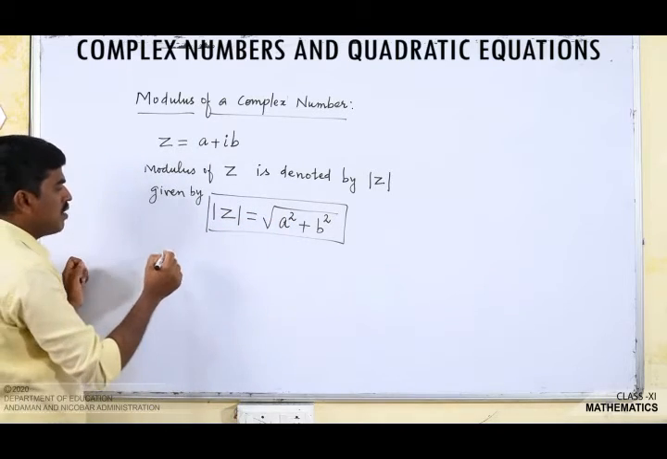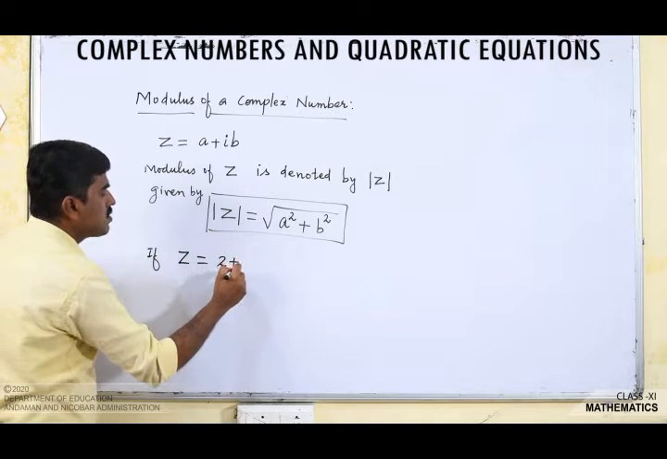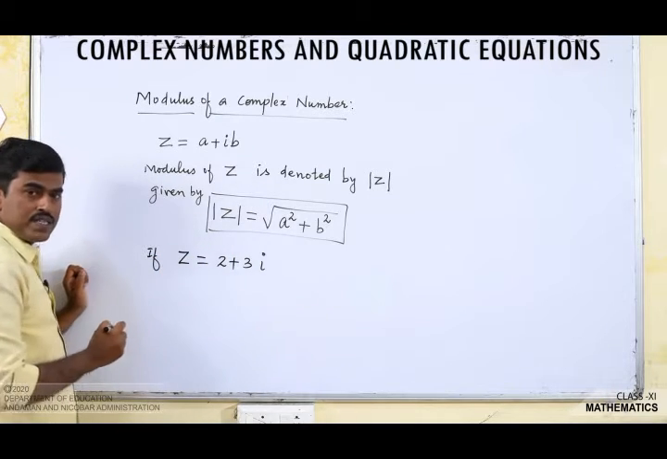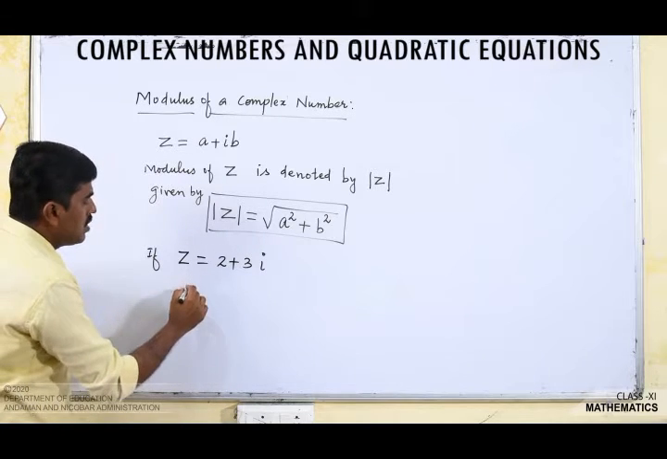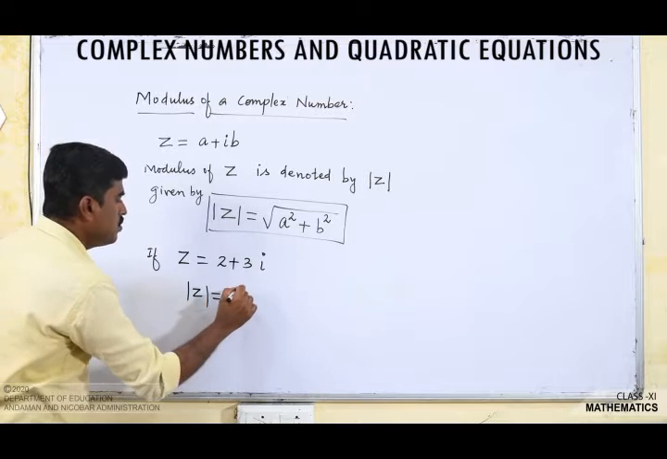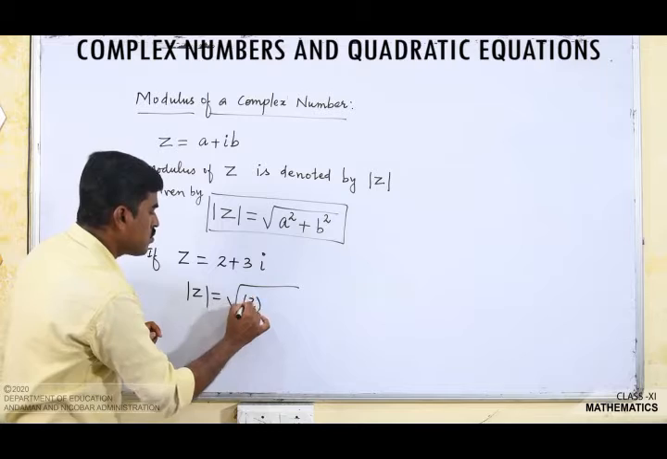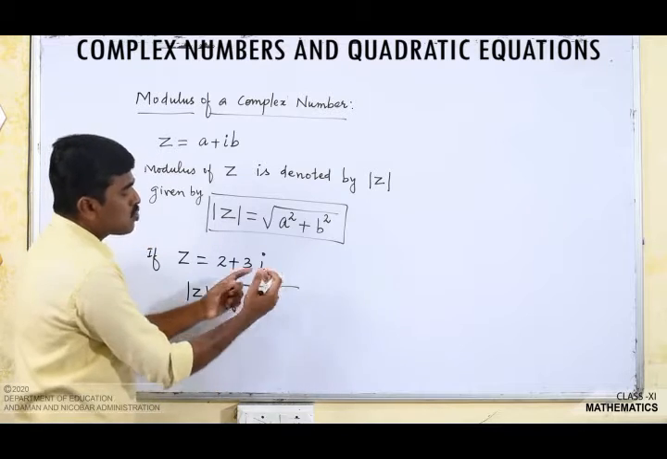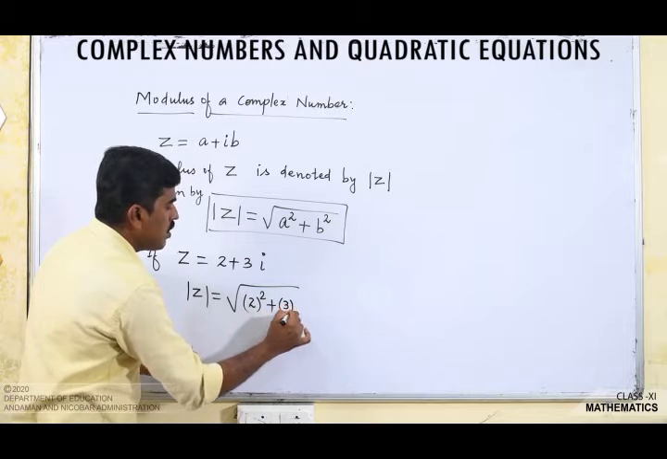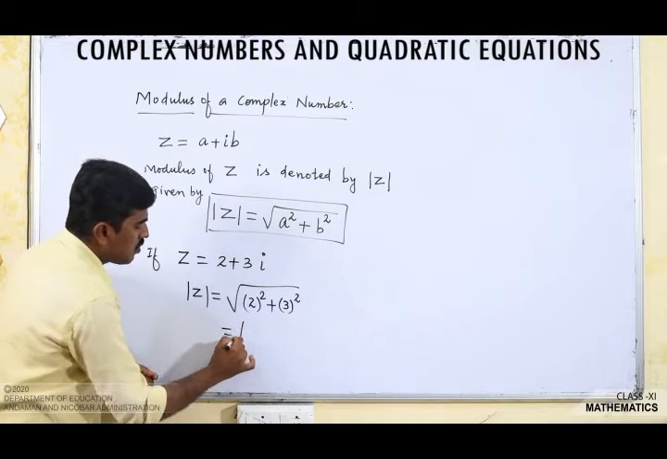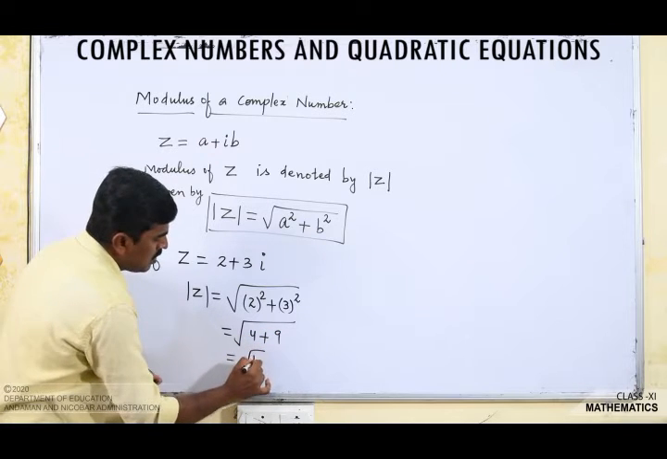So let us take one example. If z is equal to 2 plus 3i, then how to find the modulus of this complex number? Mod of z is equal to root over, what is the real part? It is 2. So root over 2 square plus the square of the imaginary part. Here the imaginary part is 3, so it is 3 square. So that is equal to 4 plus 9. So it is root over 13.